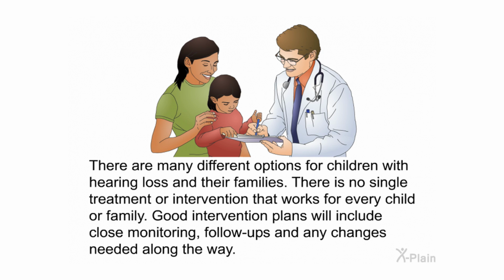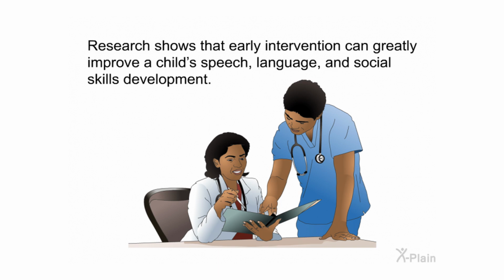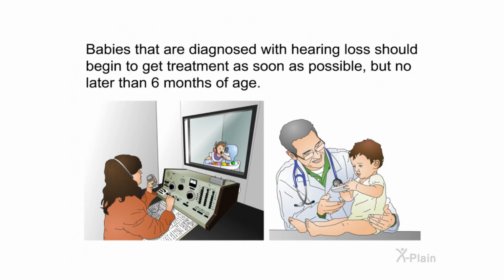Treatment. There are many different options for children with hearing loss and their families. There is no single treatment or intervention that works for every child or family. Good intervention plans will include close monitoring, follow-ups, and any changes needed along the way. Research shows that early intervention can greatly improve a child's speech, language, and social skills development. Babies that are diagnosed with hearing loss should begin to get treatment as soon as possible, but no later than 6 months of age.